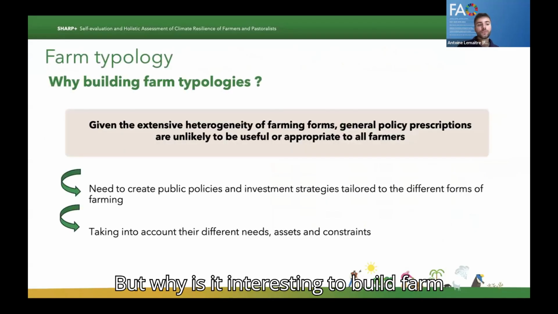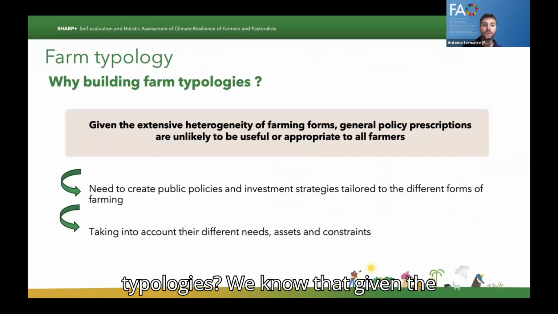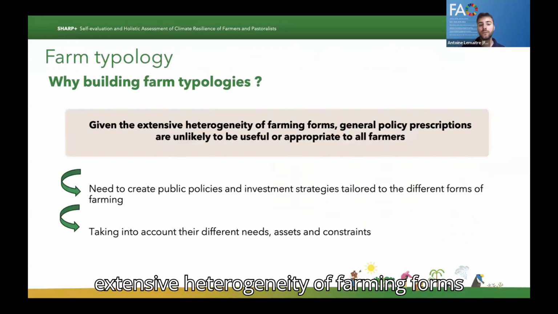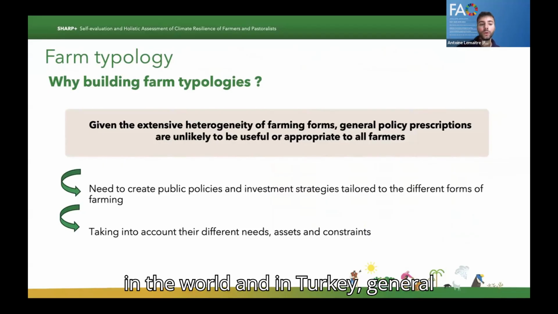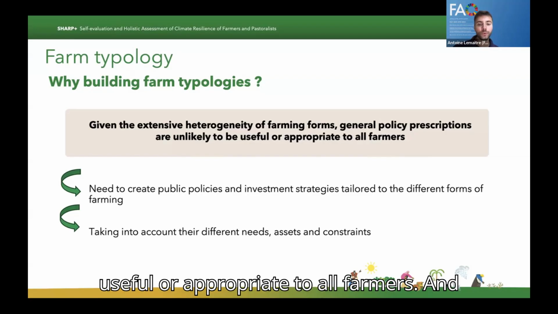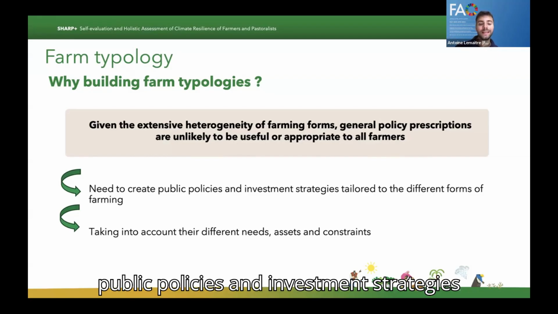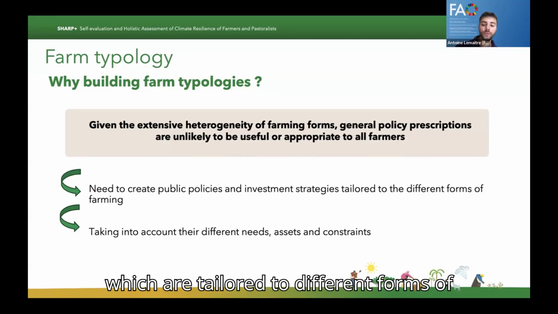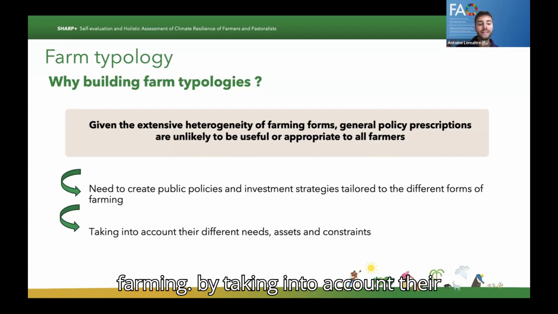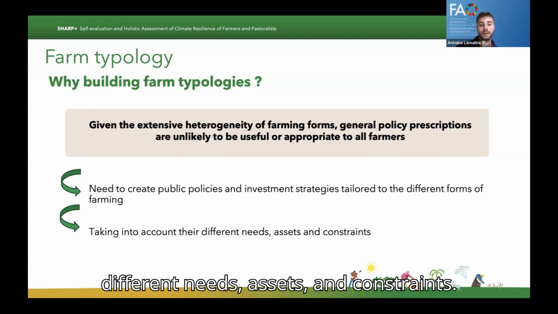But why is it interesting to build farm typologies? We know that given the extensive heterogeneity of farming forms in the world and in Turkey, general policy prescriptions are unlikely to be useful or appropriate to all farmers. And in this regard, it's important to create public policies and investment strategies which are tailored to different forms of farming by taking into account their different needs, assets, and constraints.